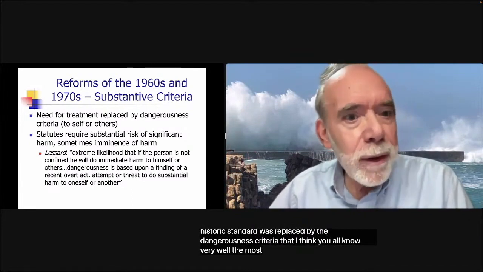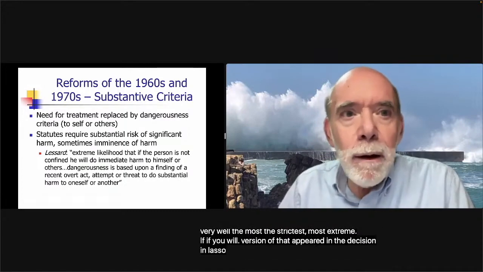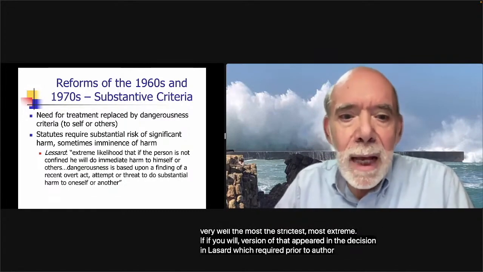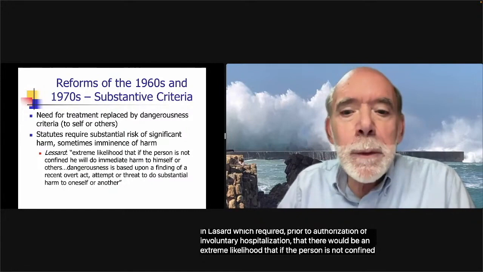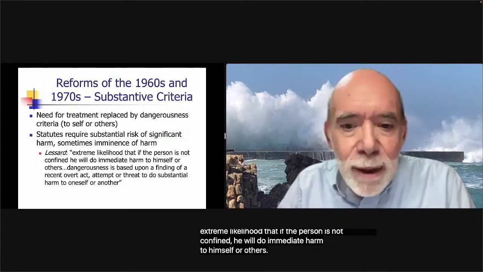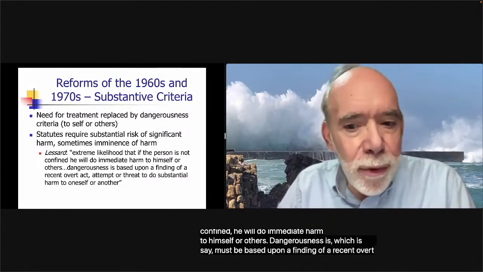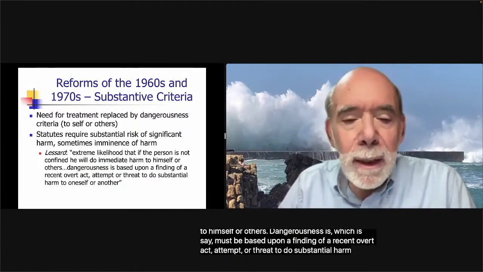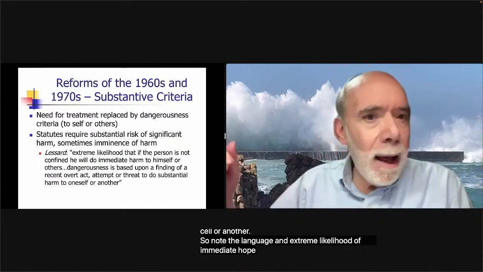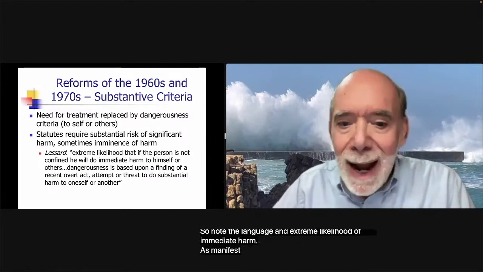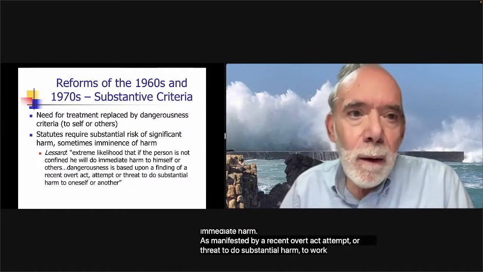The strictest, most extreme, if you will, version of that appeared in the decision in Lessard, which required, prior to authorization of involuntary hospitalization, that there be an extreme likelihood that if the person is not confined, he will do immediate harm to himself or others. Dangerousness must be based upon a finding of a recent overt act, attempt, or threat to do substantial harm to oneself or another. So note the language: an extreme likelihood of immediate harm as manifested by a recent overt act, attempt, or threat to do substantial harm to oneself or another.